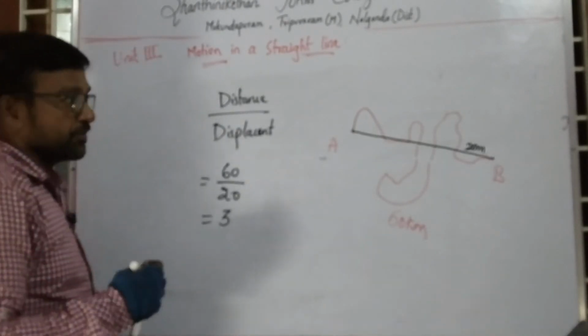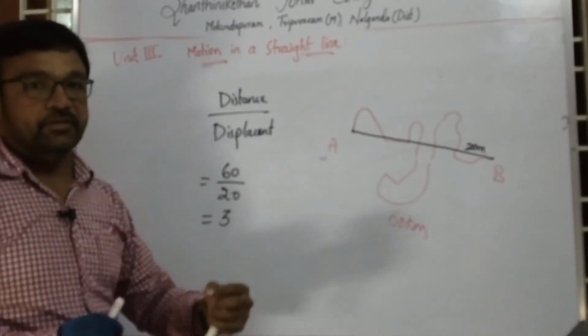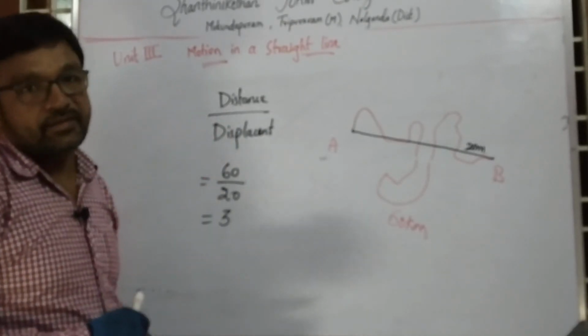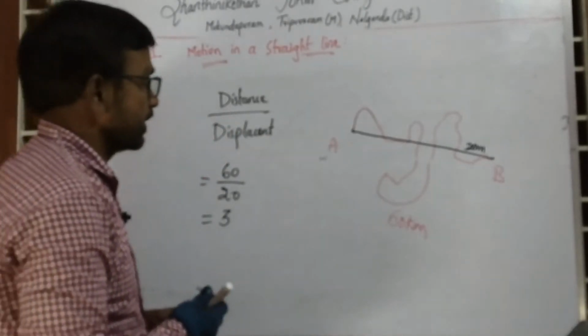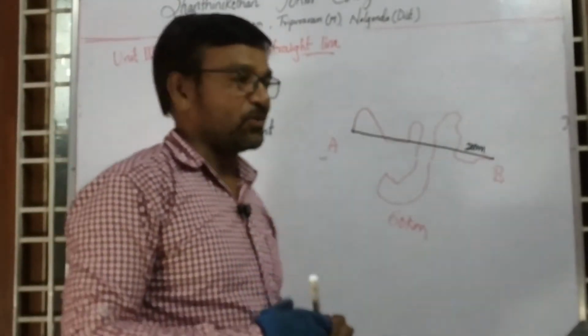What did you infer from this? Distance is always greater than displacement. Okay, sometimes distance is also equal to displacement. How? Let us see.